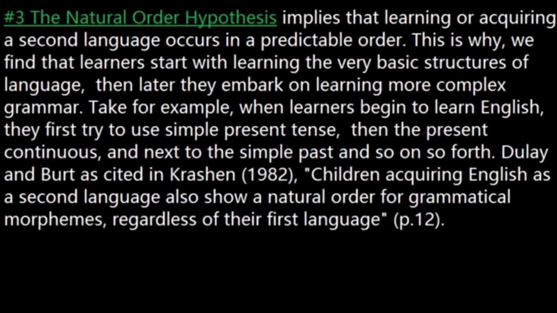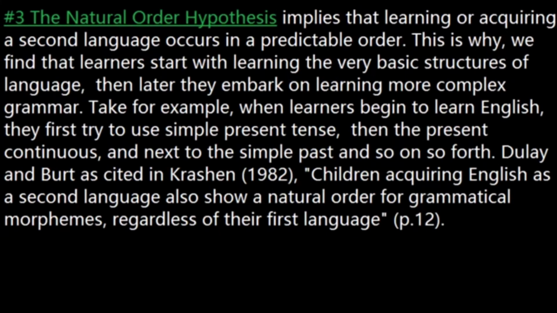The third hypothesis is called the natural order hypothesis, which implies that learning or acquiring a language or a second language occurs in a predictable order. This is why we find that learners start with learning the very basic structures of language, then later they embark on learning more complex grammar. Take for example, when learners begin to learn English, they first try to use the simple present tense, then the present continuous, and next the simple past, and so on and so forth.